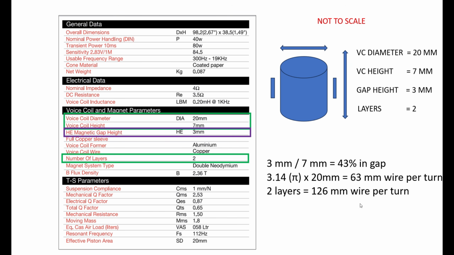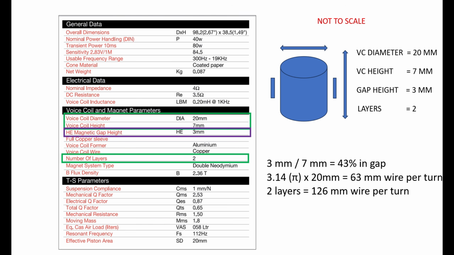Then we can work out roughly the amount of wire that's available in the gap, for want of a better term. That's pi times the voice coil diameter, which is 20 mil, which gives 63 millimeters of wire. I have 2 layers, so that's 126 millimeters of wire. Now, that's not an exact science because voice coils have different gauges of wire, so it won't be 100% accurate, but it will give you a rough measurement that you can work with.